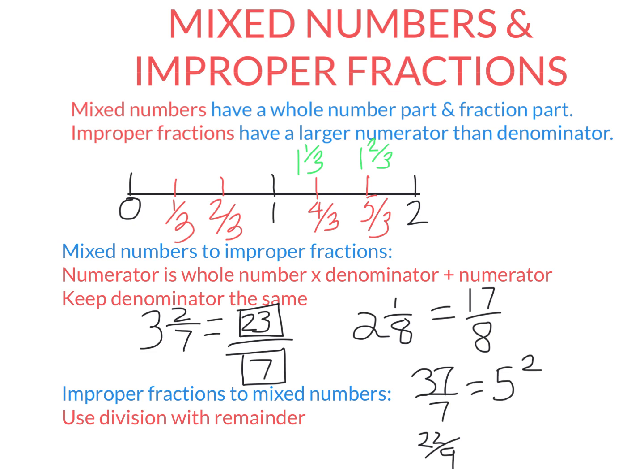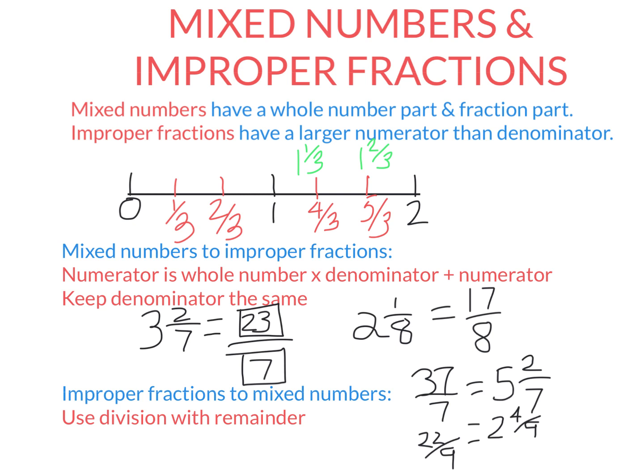The remainder becomes the new numerator, and we keep the same denominator, just as we did up here. So what about 22/9? We're saying, how many times does 9 go into 22? Well, it goes twice, remainder 4. Remainder goes here, keep the same denominator. So 22/9 and 2 4/9 are the same number, both equal to 2.4 recurring. They're just written in a different way.